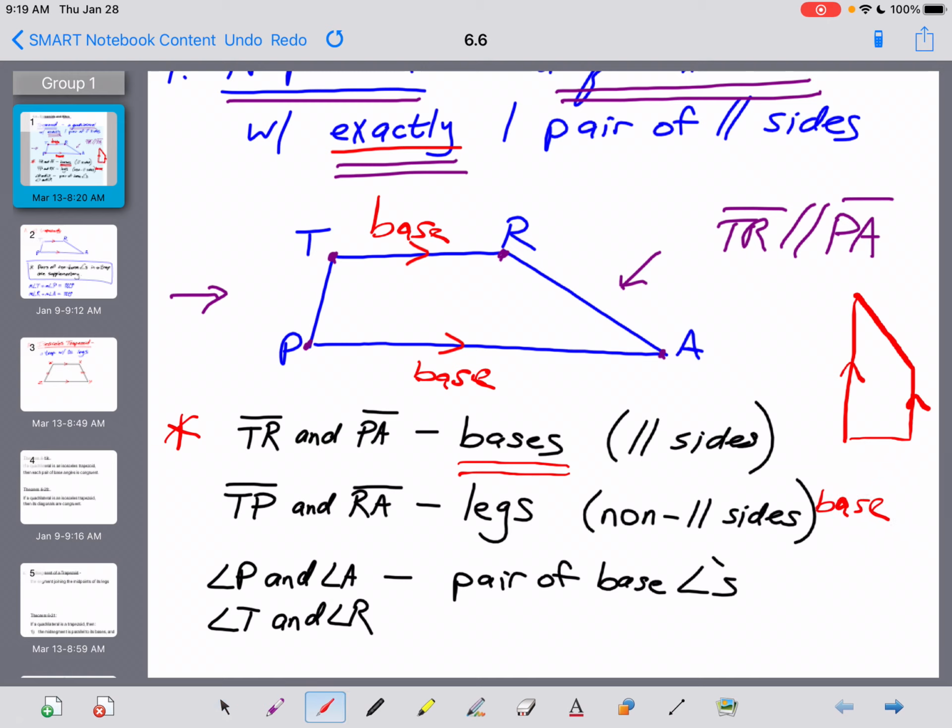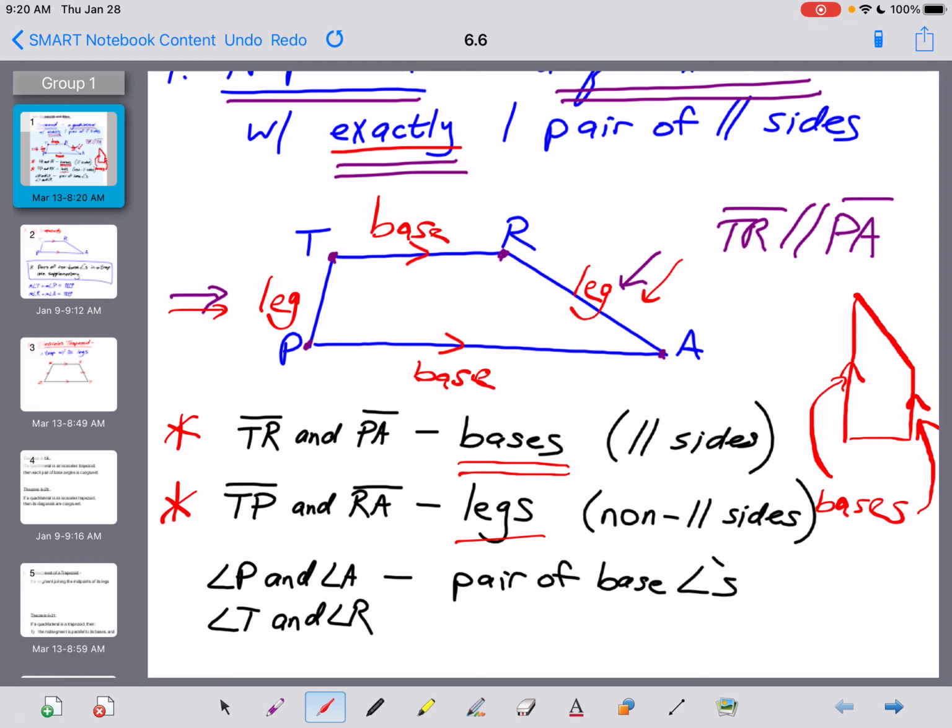Base in a trapezoid means the parallel sides. So in this case, you've got one base here on the right and one base here on the left. All right, so base doesn't necessarily mean bottom. Second term that I want to define here within a trapezoid are the legs of a trapezoid. And in this diagram, it's line segment TP, which was the one I was pointing out here on the left, and RA, the one over here on the right. Those non-parallel sides, those are the legs of your trapezoid.